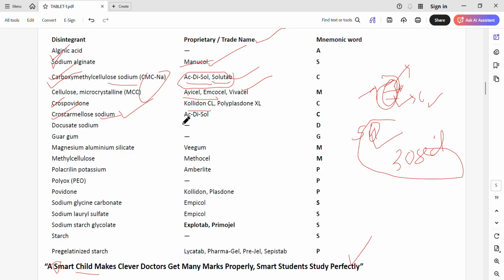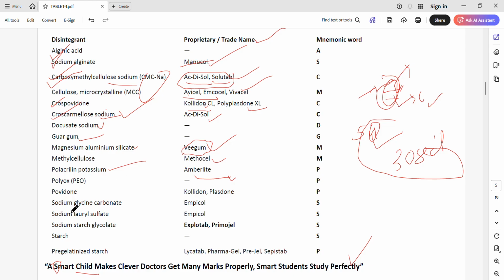Crospovidone is Kollidon CL and Polyplasdone XL. Another is croscarmellose sodium, which is Ac-Di-Sol. Then guar gum, and magnesium aluminum silicate, whose proprietary name is Veegum. Methyl cellulose is Methocel, which is also most important. Then polacrilin potassium, which is Amberlite, and Polyplasdone.